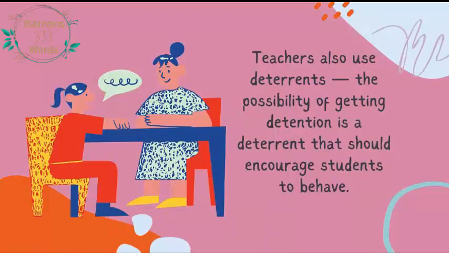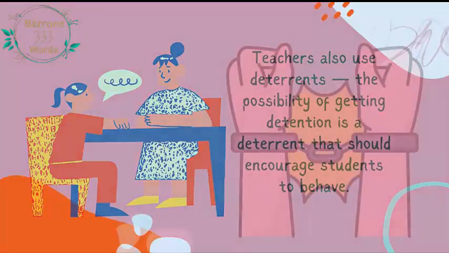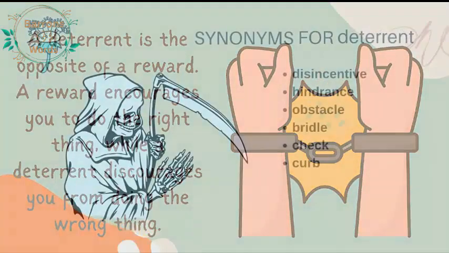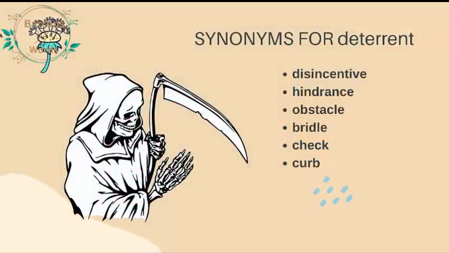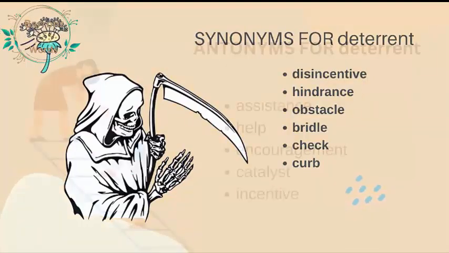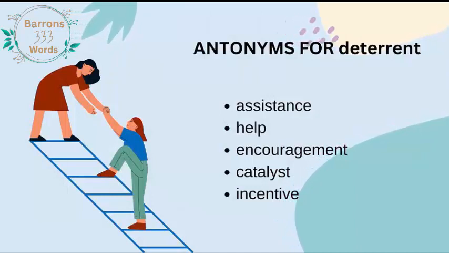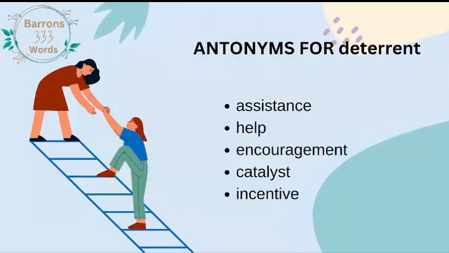Teachers also use deterrence. The possibility of getting detention is a deterrent that should encourage students to behave. A deterrent is the opposite of a reward. A reward encourages you to do the right thing, while a deterrent discourages you from doing the wrong thing. Synonym. Disincentive, hindrance, obstacle, bridle, check, curb. Antonym. Assistance, help, encouragement, catalyst, incentive.